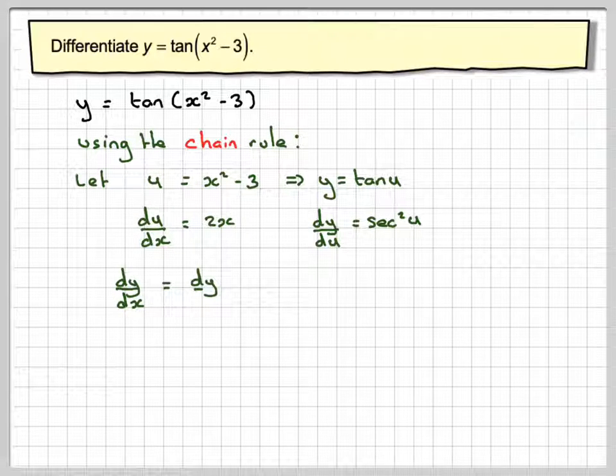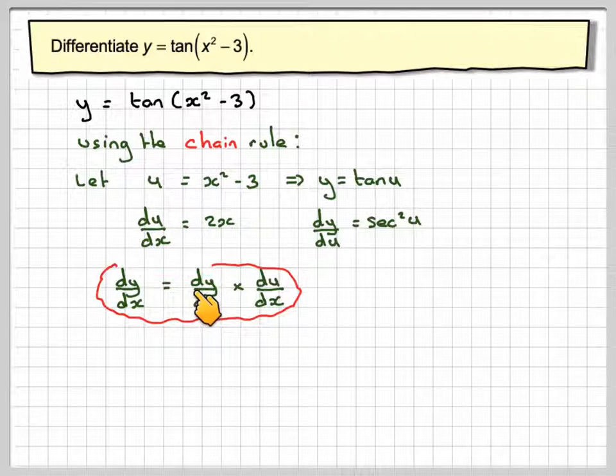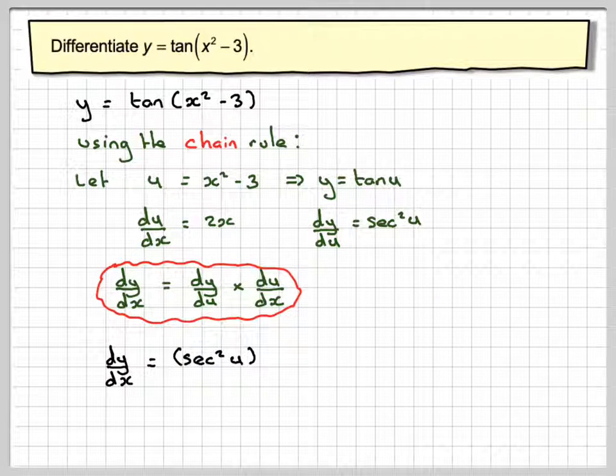And then we can use the chain rule, which says that dy by dx is dy by du times du by dx. Therefore, dy by dx is going to be equal to dy by du, which is sec squared u, times du by dx, which is 2x.